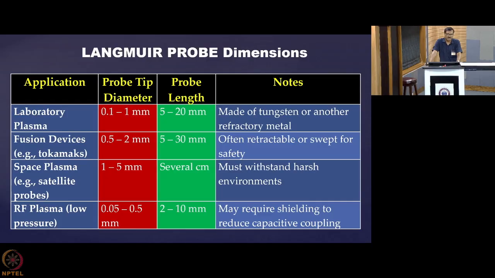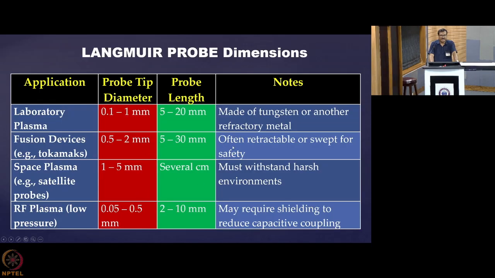For laboratory plasma, fusion devices, space plasma and RF plasma, as we are seeing, the probe tip diameter is all in the range of millimeters, say from a fraction of a millimeter to several millimeters. And as far as length is concerned, only in space plasma you are seeing that it is of the order of several centimeters, but otherwise the probe length is a few millimeters to a few centimeters only, and the probe diameter is of the order of a millimeter.